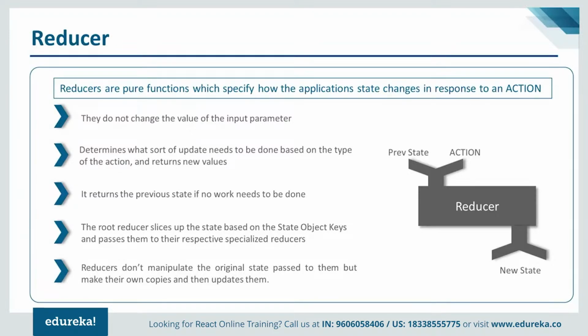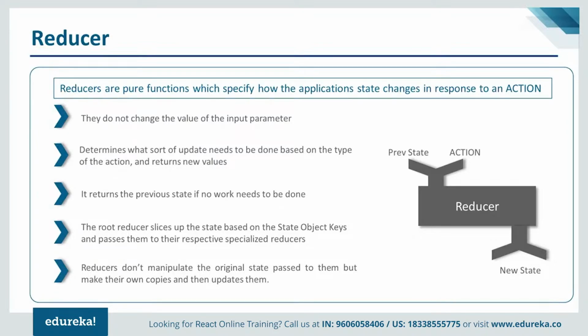Then they determine what sort of update needs to be done based on the type of action. In the previous slides, you saw the type of action. So they determine what sort of update needs to be done based on the type of action and return new values. It returns the previous state if no work needs to be done. And then the root reducer. Please remember this: there is always a root reducer in Redux, which slices up the state based on the state object keys and passes them to their respective specialized reducers. There can be multiple reducers, but there is always a root reducer in Redux.